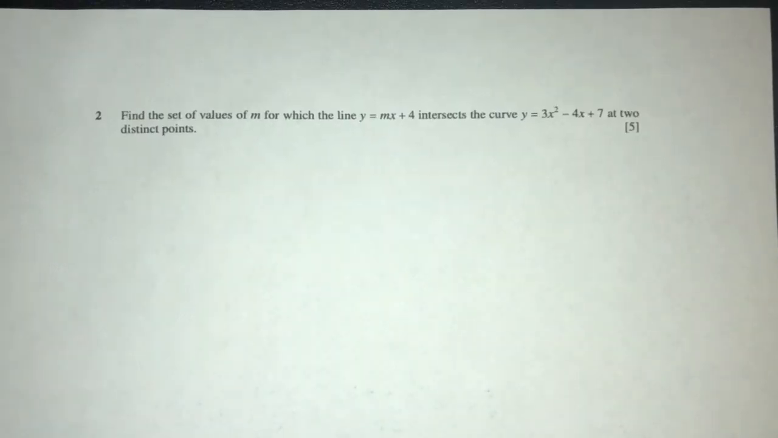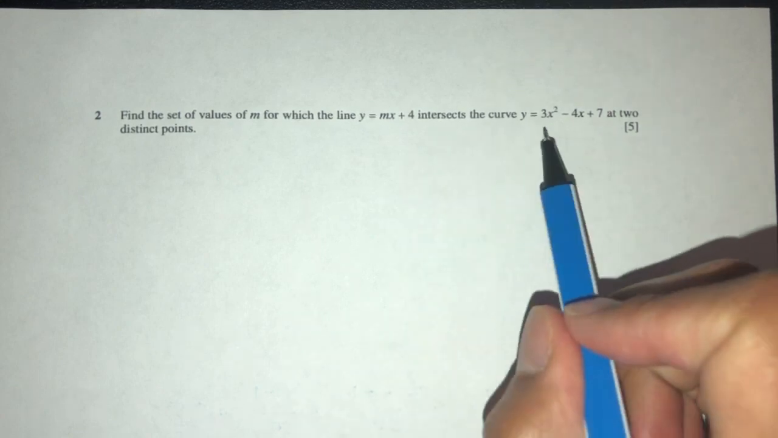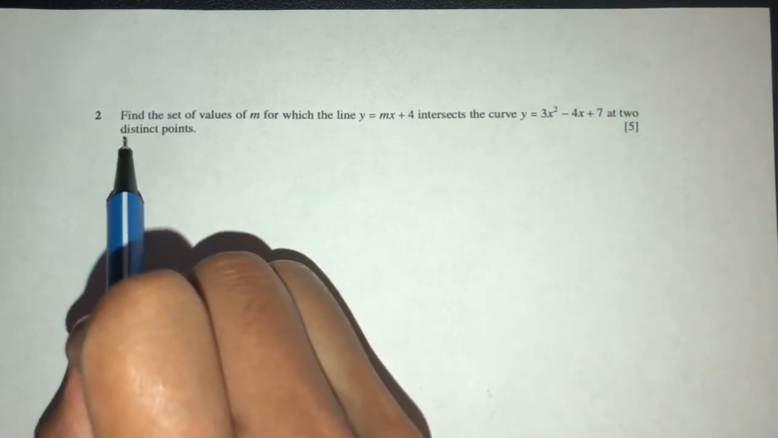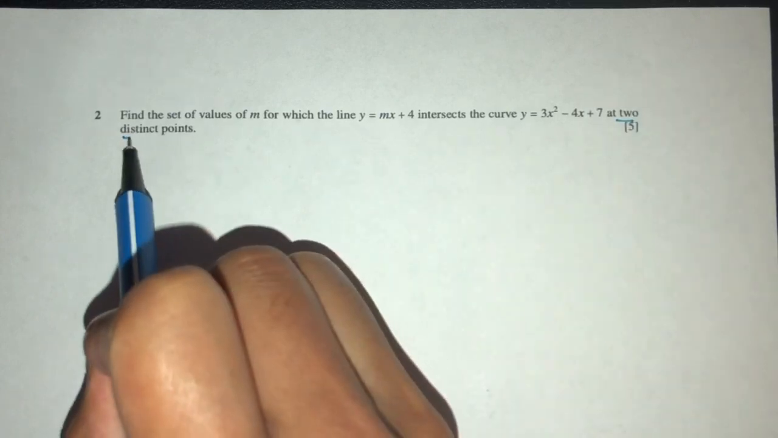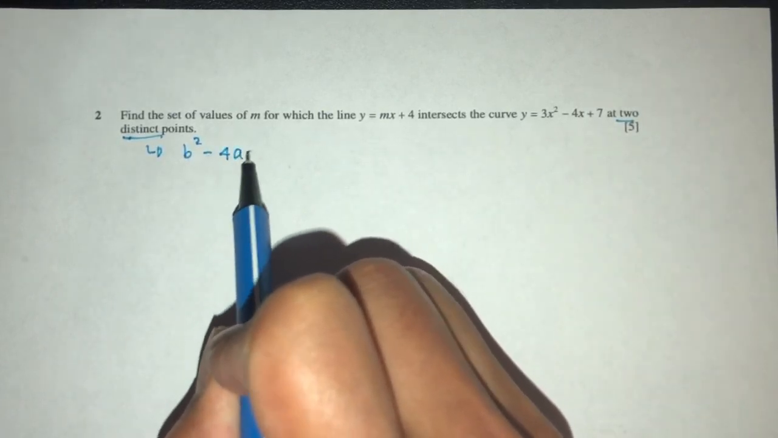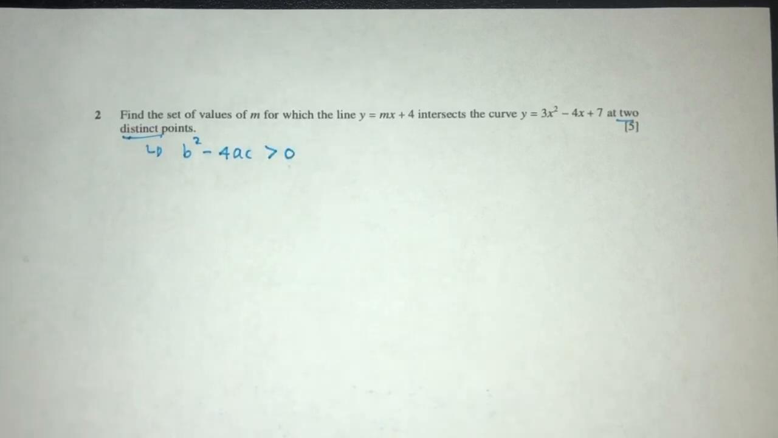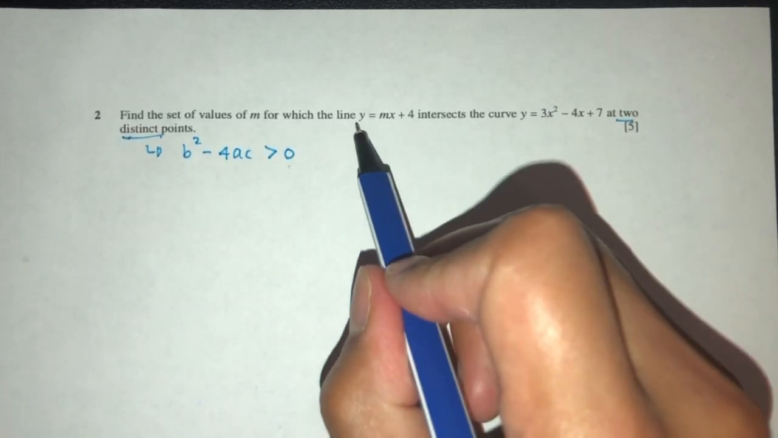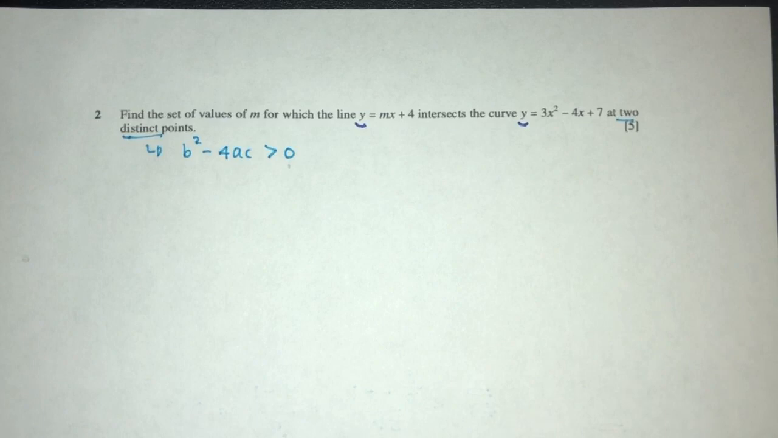Now let's move on to the next question. Find the set of values of m for which the line intersects the curve at 2 distinct points. So whenever you see 2 distinct points, it will lead down to b squared minus 4ac being more than 0. But first things first, we have to solve these 2 equations simultaneously.